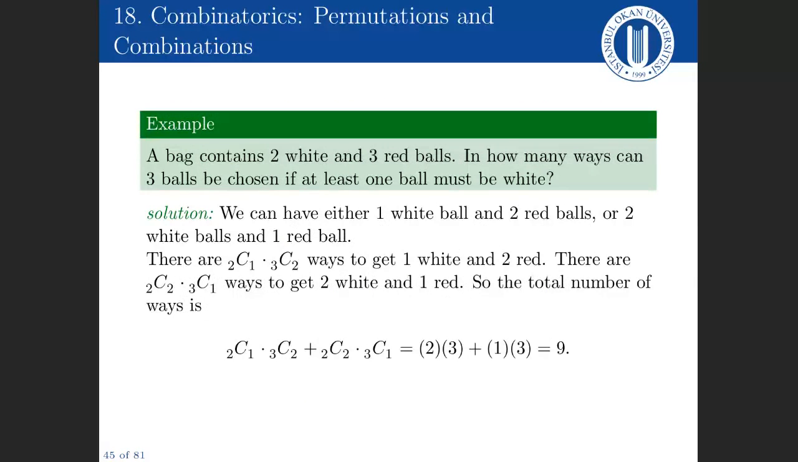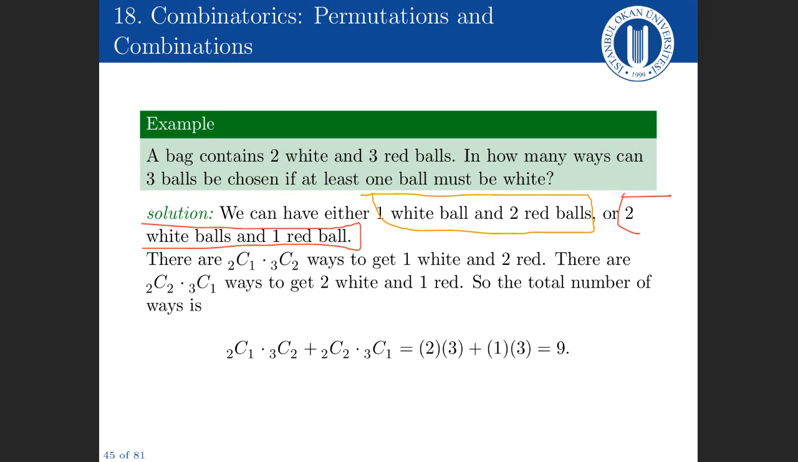A bag contains 2 white balls and 3 red balls. In how many different ways can 3 balls be chosen if at least 1 ball must be white? If at least 1 ball is white, we can either have 1 white ball and 2 red balls, or we might have 2 white balls and 1 red ball.